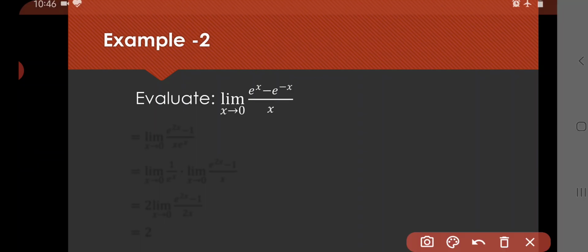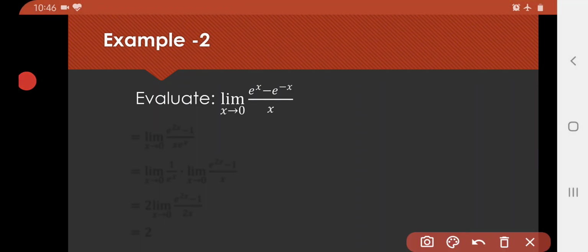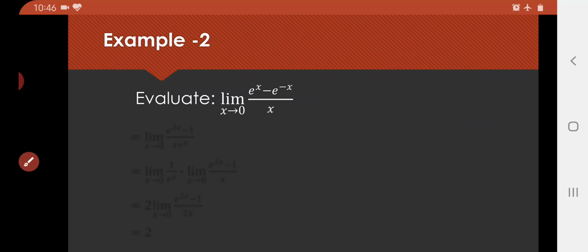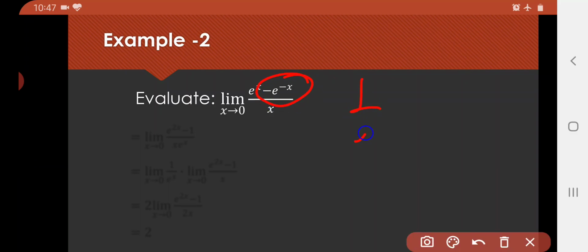So here in this case, the standard limit which we are going to make use of is limit x tends to 0, (e to the power x minus 1) by x, that is equal to 1. So this is the standard limit which we are looking for. We have to find a situation where we can make use of this standard limit. So let me start. Now e to the power minus x can be written as 1 by e to the power x.